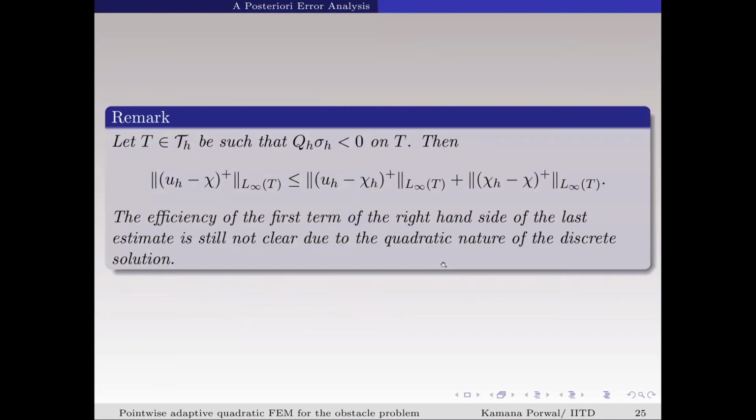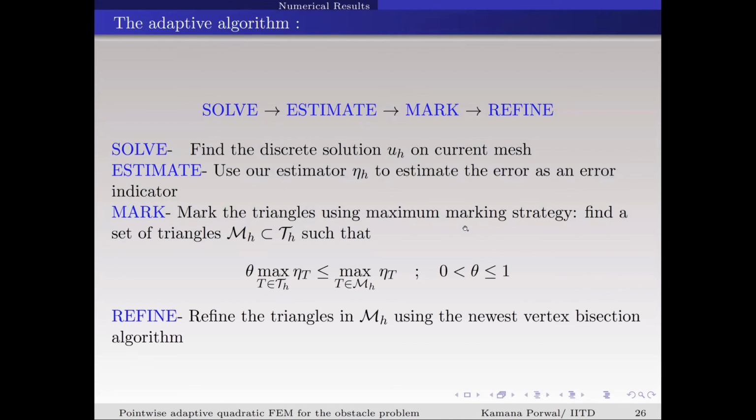And I would like to remark here that because of the quadratic nature of the discrete solution, we could not succeed in proving the efficiency of this term. So this term is of higher order, but we could not prove theoretically that this term is efficient. But numerically, this term turns out to be efficient. Now I will present the results of some numerical experiments.